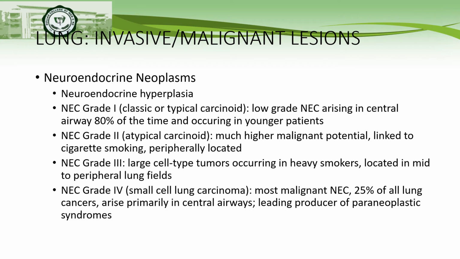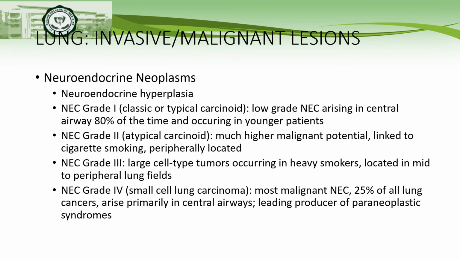The last invasive lesion is the neuroendocrine neoplasm. Neuroendocrine lung tumors are classified into neuroendocrine hyperplasia and three grades of neuroendocrine carcinoma, with a grade 4 aptly called small cell lung carcinoma. We have tackled neuroendocrine hyperplasia previously in the pre-invasive lesion, right? So we start with NEC grade 1, aptly called the classic or typical carcinoid. This is a low-grade neuroendocrine tumor arising in the central airway 80% of the time and occurring in younger patients.